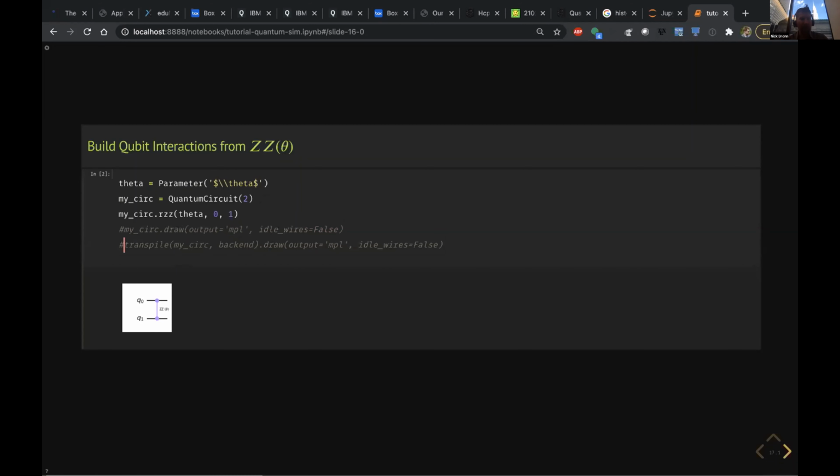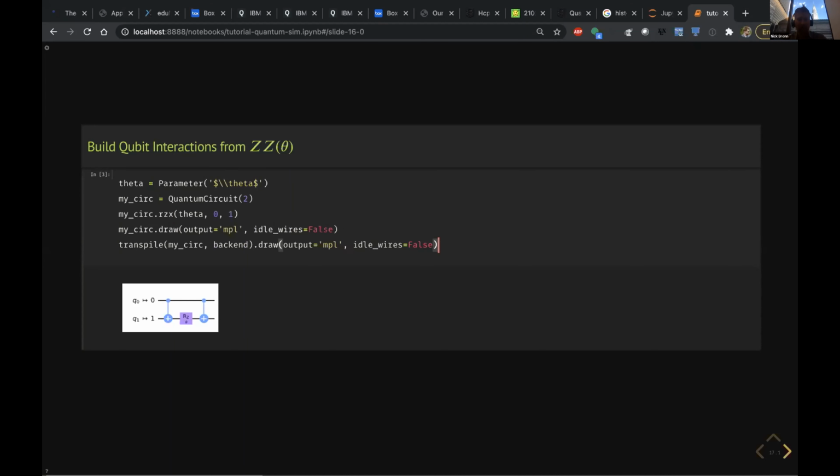Now, if I actually want to see what that looks like when I put it on an actual quantum circuit, it looks like a CNOT followed by an RZ rotation by an angle of theta, which would be virtual in our case, followed by another CNOT. So effectively, you'd have two CNOTs with a different phase on the other one by an amount theta. But I can build a lot of other circuits out of this.